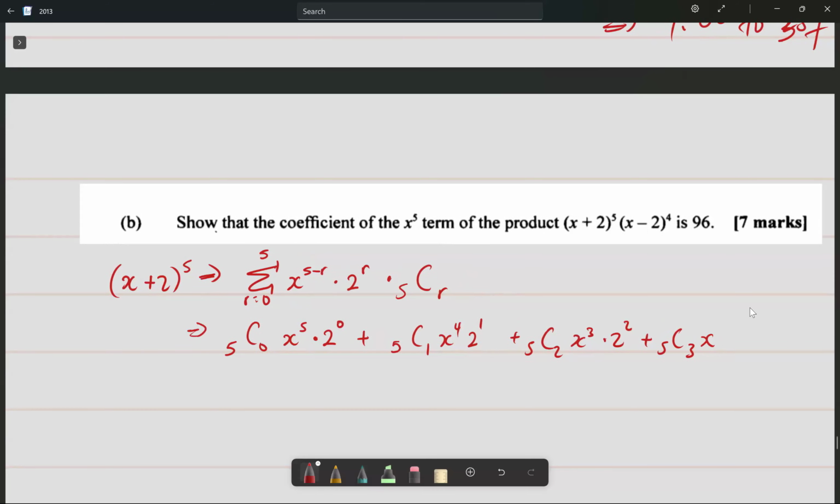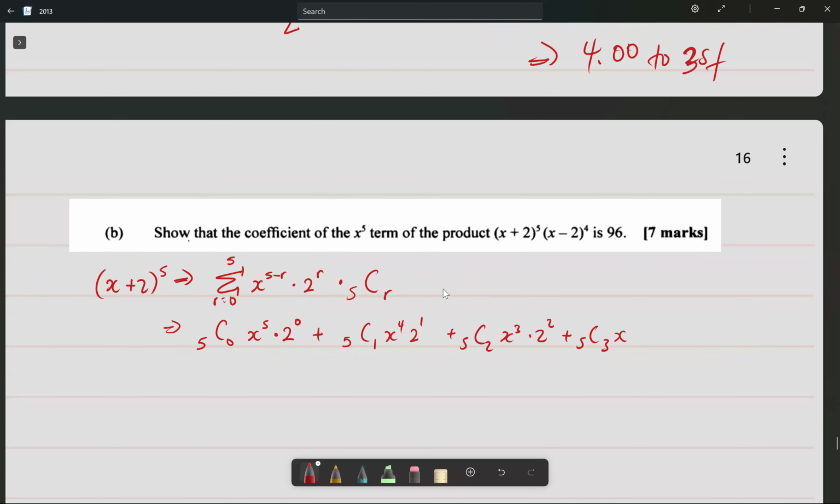I need to zoom out so you can see it. Yep, okay. 5 choose 3, 2 to the 3, 5 choose 4 x, 2 to the 4, 5 choose 5 x to the 0. Nope, that doesn't look right. It's supposed to be 1. Okay, 2 to the 5. Okay, so this is the expansion for the first section.